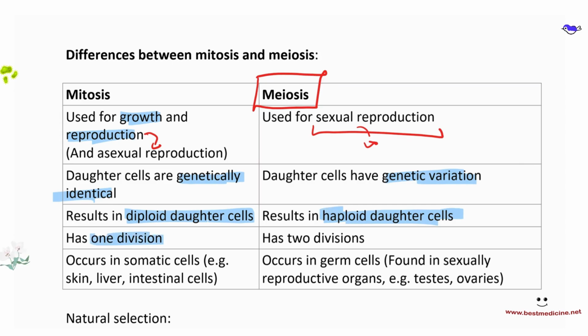Mitosis has one cell division. Meiosis has two cell divisions. Mitosis occurs in somatic cells of the body, which are normal cells like skin cells, liver cells, intestinal cells, and so on. Meiosis occurs only in germ cells, which are special cells found in sexually reproductive organs, for example the testes and ovaries in humans, the anther in plants, and so on.